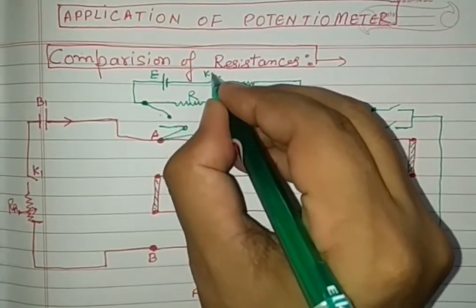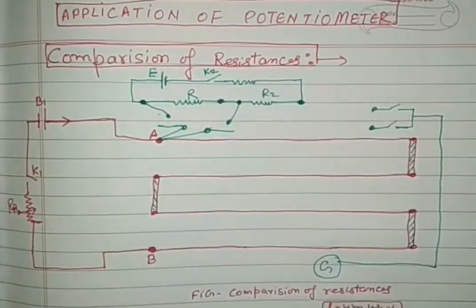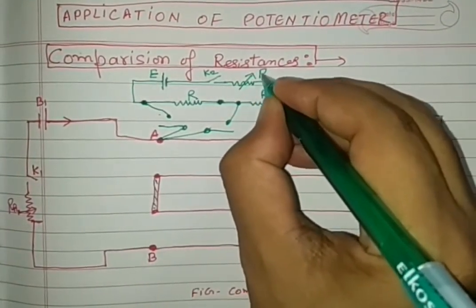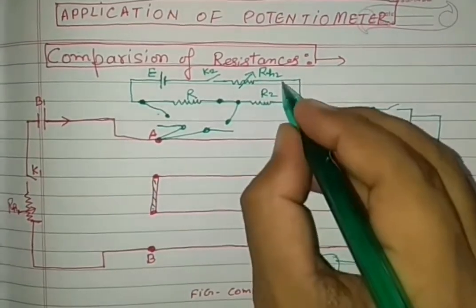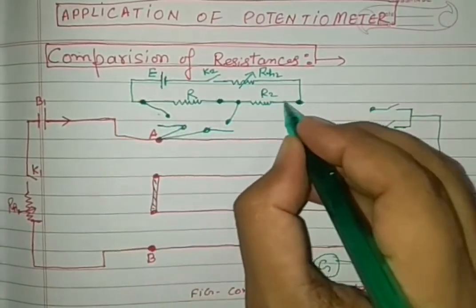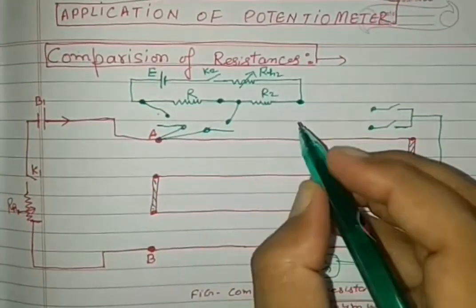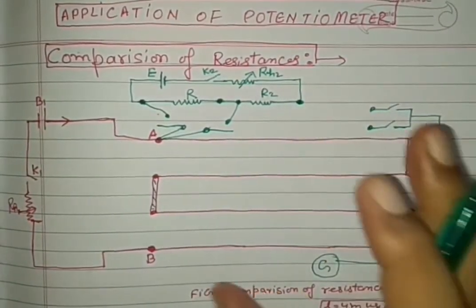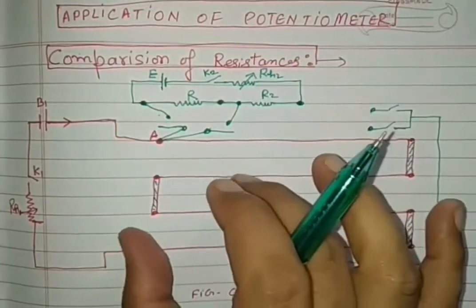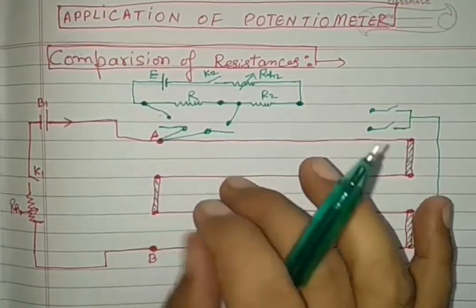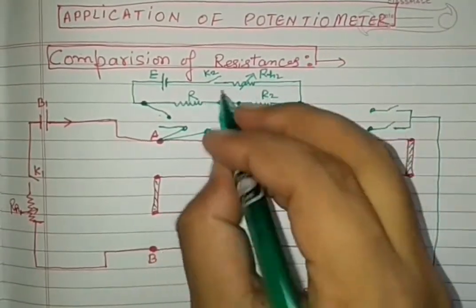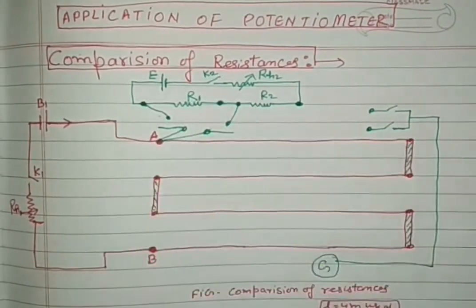Thereafter this key K2, and a rheostat, the second rheostat in the circuit. Thereafter it is connected with this. This is the closed path, closed circuit. Clear? So there are two separate closed circuits here. One is the closed circuit of the potentiometer, another is the closed circuit of the two resistances R1 and R2, which we have to compare.